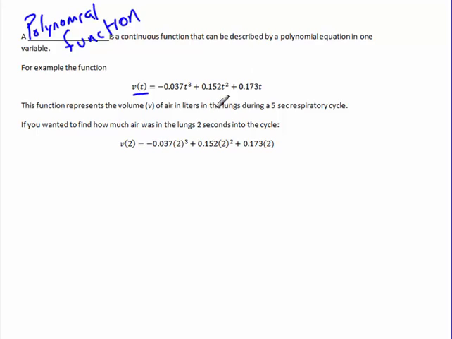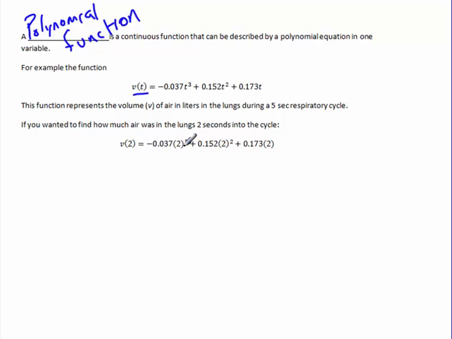So, for instance, the example I use is 2 seconds. 2 seconds into the 5-second respiratory cycle, how much air is in the lungs? Well, what we do is we go ahead and plug in 2 for t, where t is represented by time, and then just solve. Now you can do this a couple of different ways. The easiest way is actually going to be just to use Desmos, and that's what I'm doing right now.